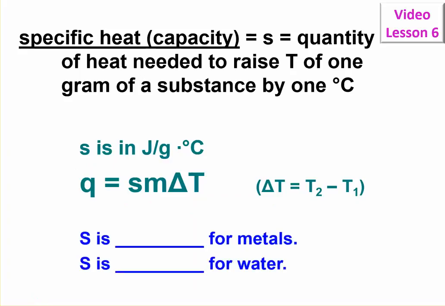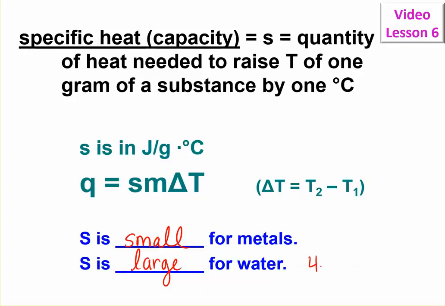So let's think about how specific heat works. It's how much energy is needed to raise the temperature of a substance. So for metals, do they require a lot of energy to be warmed up? No, so their specific heat is a smaller number. And then what about water? Water is known for its specific heat. It takes a lot of energy to warm up water, so it's considered large.